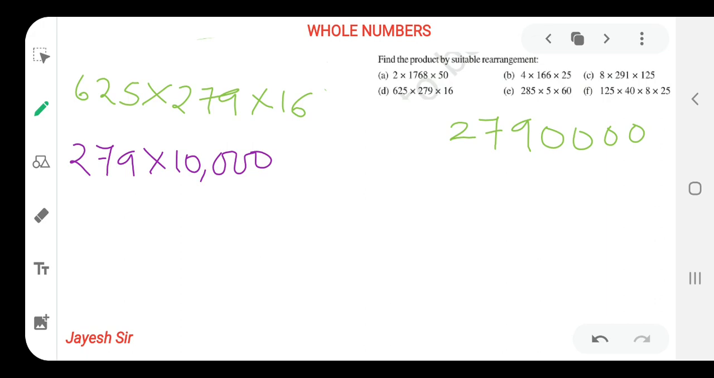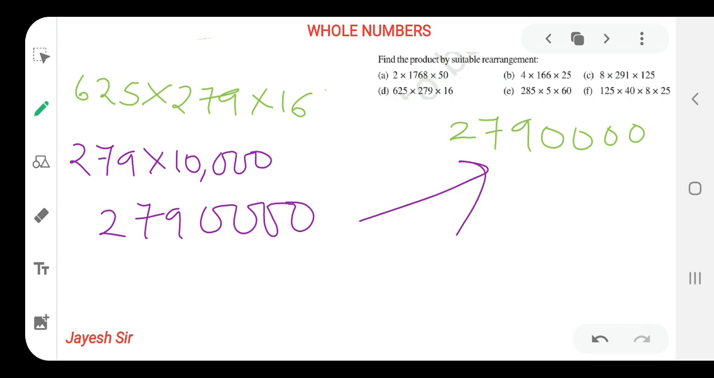Yes, friends, now we all know how to multiply 279, as it is 4 zeros behind: 1, 2, 3, and 4. And this answer I have already written over here, you can see. So your sum is completed, and I hope you all have understood how to solve this type of sums, friends. Now let's understand it with the proper method.